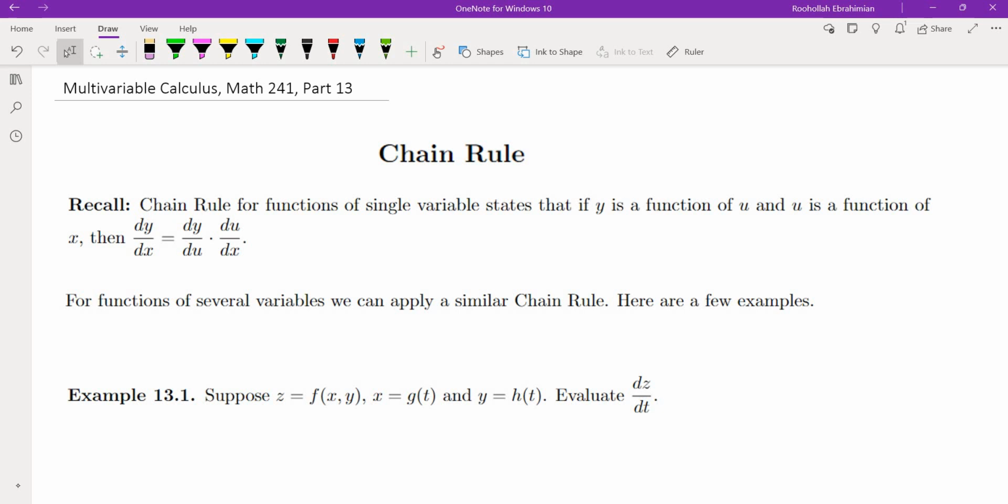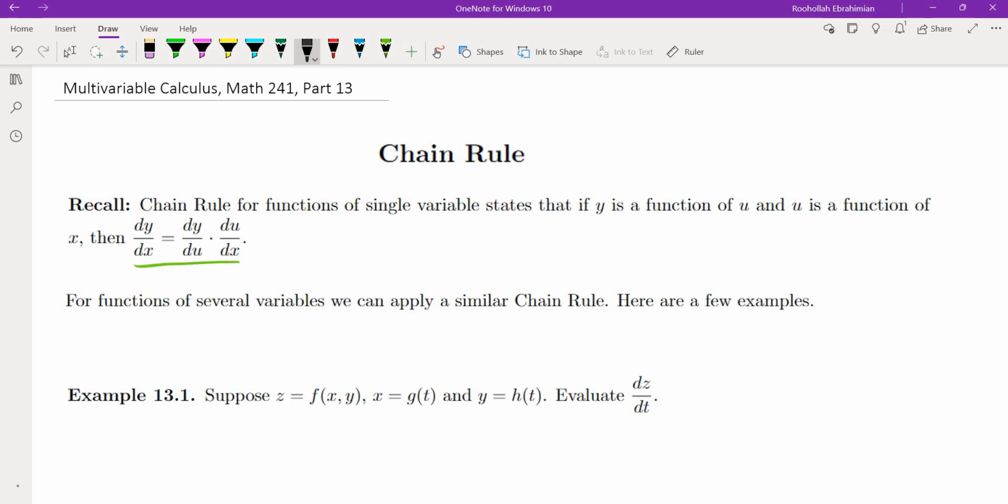So let's first revisit the chain rule in single variable calculus. If you have y as a function of u, and u is a function of x, then the chain rule tells us that the derivative of y with respect to x is the derivative of y with respect to u times the derivative of u with respect to x. This is one way of writing down the chain rule.